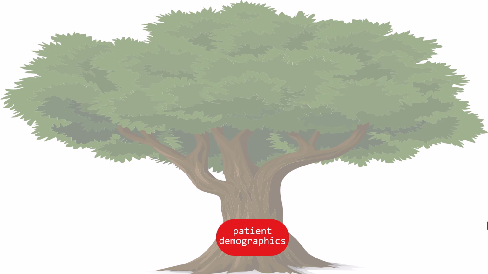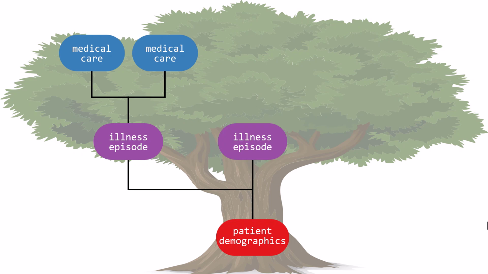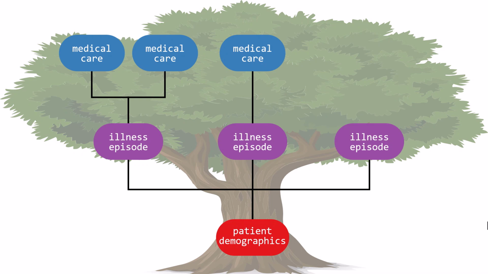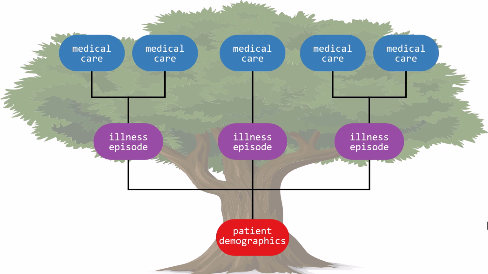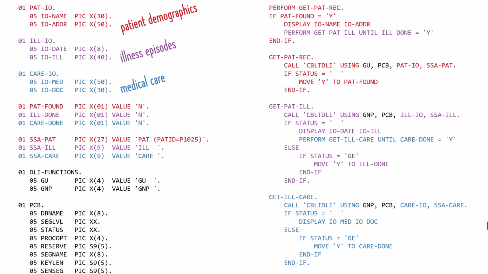Here I get the demographic segment for a patient. Then I get the next illness for that patient, and then the next care for that episode. And I continue to walk the database to sequentially access data stored within the tree. The IMS data language was used to extract values. There's code to get data from each segment. This procedural system required a programmer to specify how to navigate the data structures.